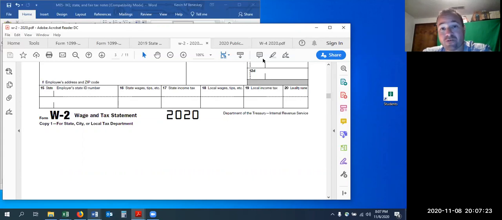And these would be the amounts that you could potentially get refunded on your state return, just like box 2 for the federal return. For the state return, it's boxes 17 and 19. So those are important numbers for the state.